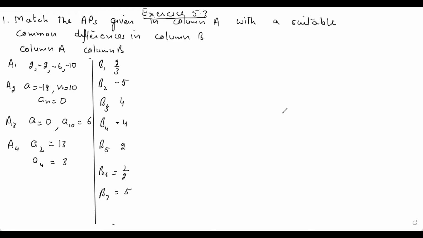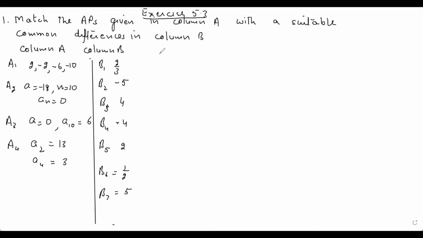Its first question is, match the APs given in column A with the suitable common differences in column B. So in column A, 4 questions are given to us. And in column B, common differences are given to us. We have to match them.